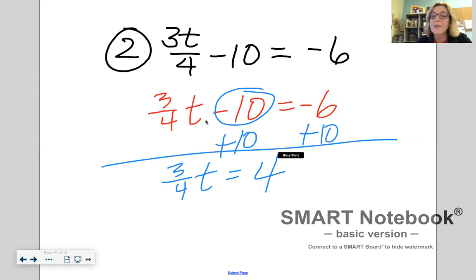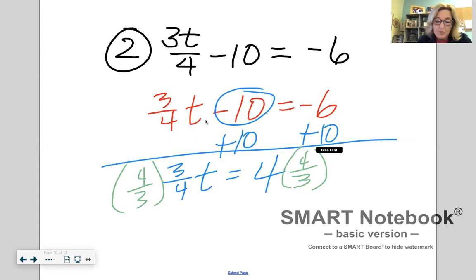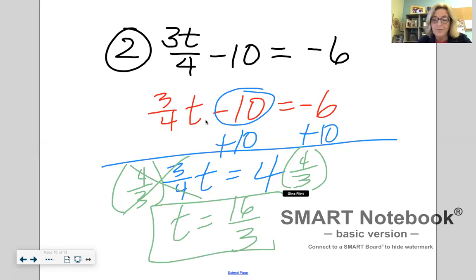And if we have a coefficient of 3/4 and that's being multiplied by t, the best way to get rid of that is to multiply by its reciprocal, which is 4/3. So we're going to multiply both sides by 4/3. So these cancel out and we're left with a single t is equal to 4 times 4/3, which is 16/3.